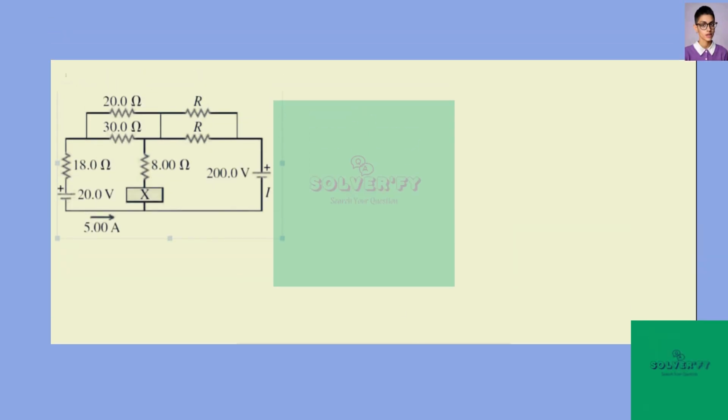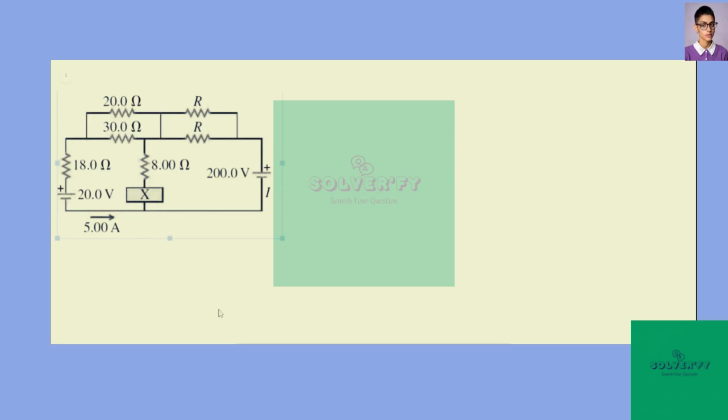So this is the given circuit, and we have to find out the EMF of the battery X and also its polarity, the current I flowing through the 200 volt battery, and the resistance R. To do that, let us first write out the currents. Okay, so let me begin here.